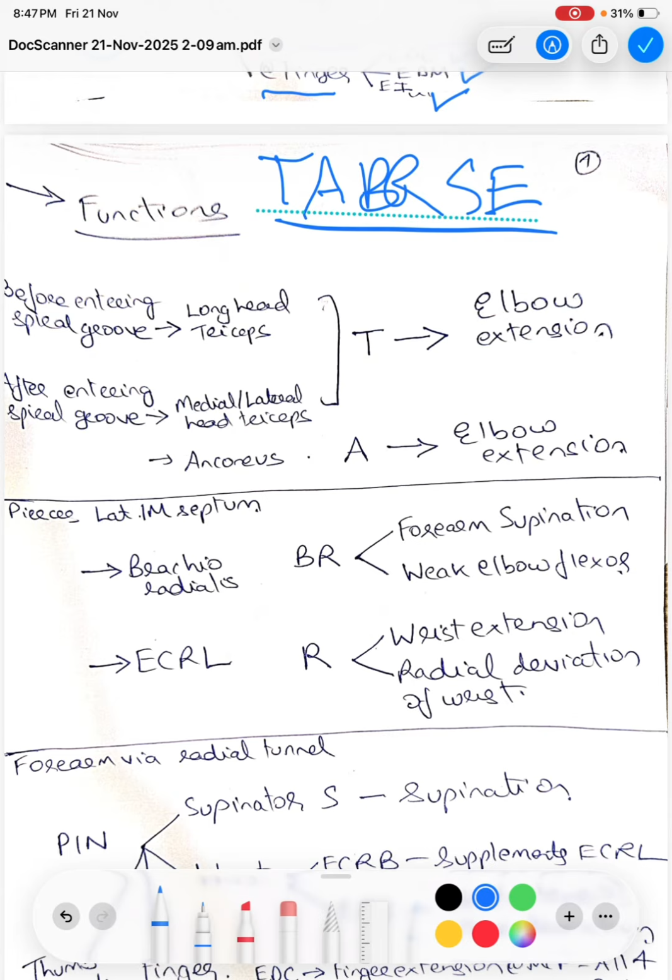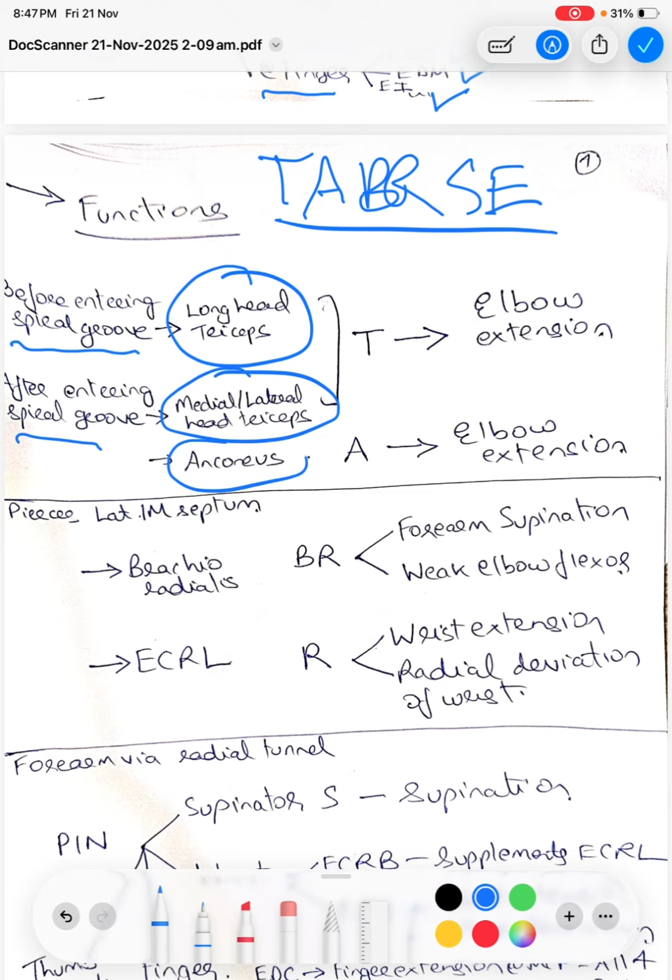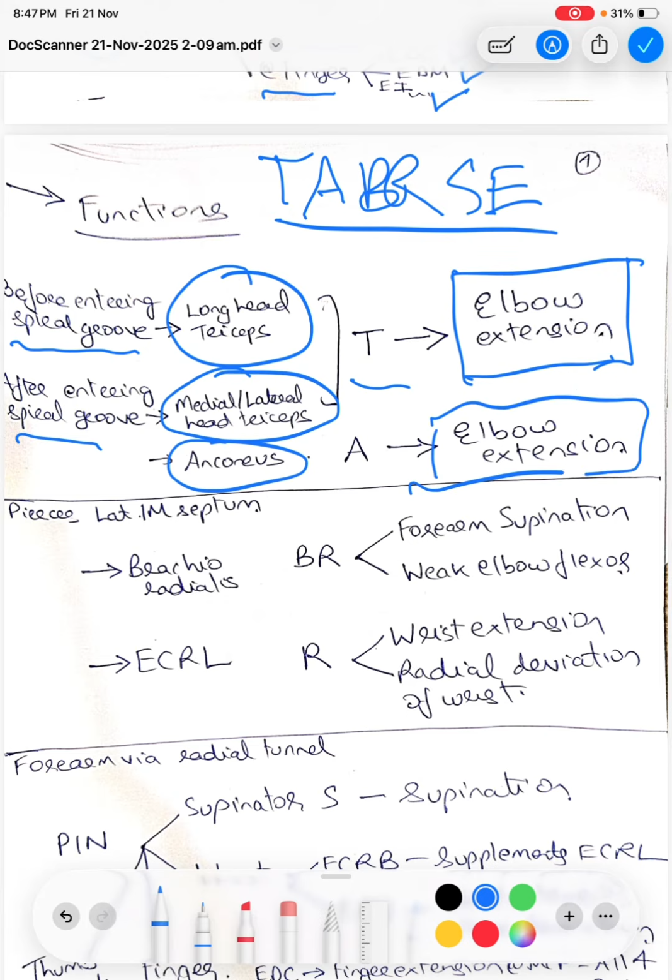So what are the functions of the muscles? This is the most important slide. Before entering the spiral groove, it supplies the long head of triceps. And after entering the spiral groove, it supplies the medial and lateral head of triceps and anconeus. What is the function of triceps? It is elbow extension. What is the function of anconeus? It is also elbow extension. Am I making sense? So in the posterior compartment of the arm, it supplies the triceps and anconeus, whose basic function is elbow extension.